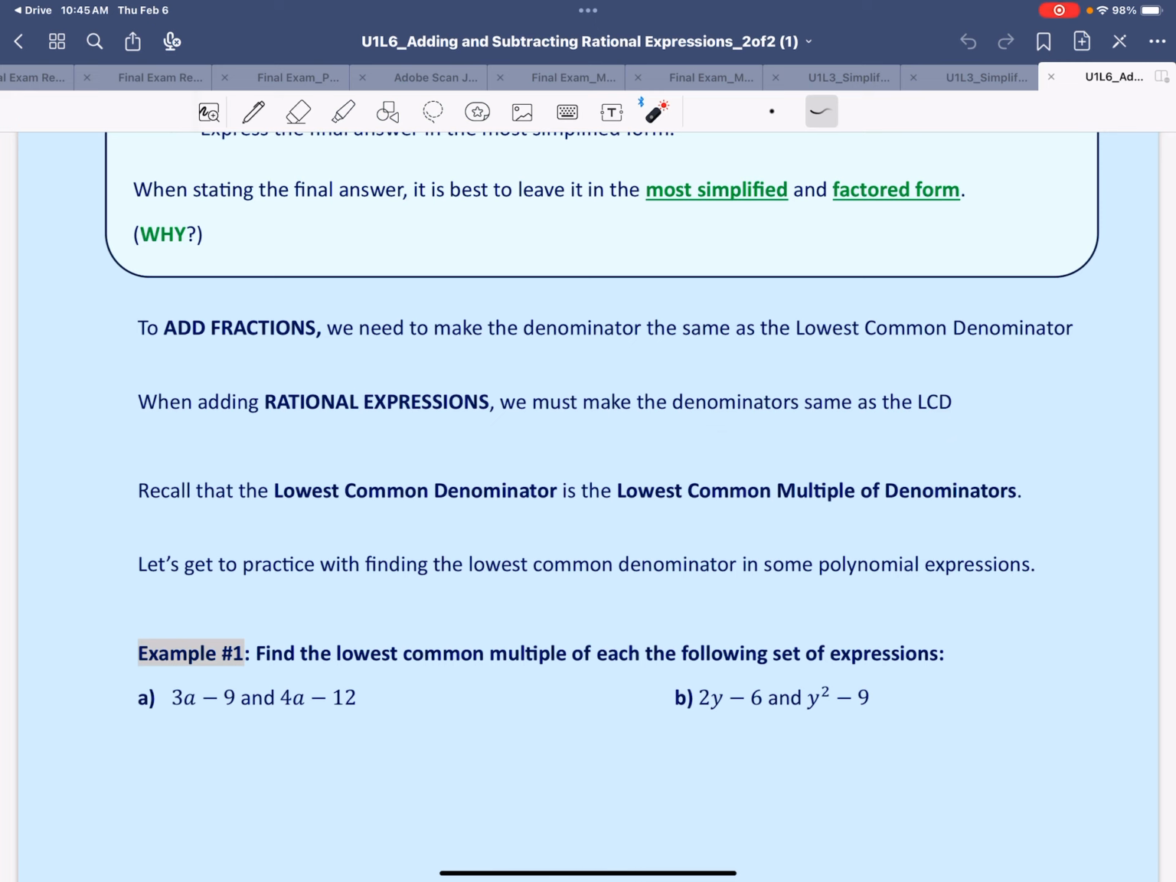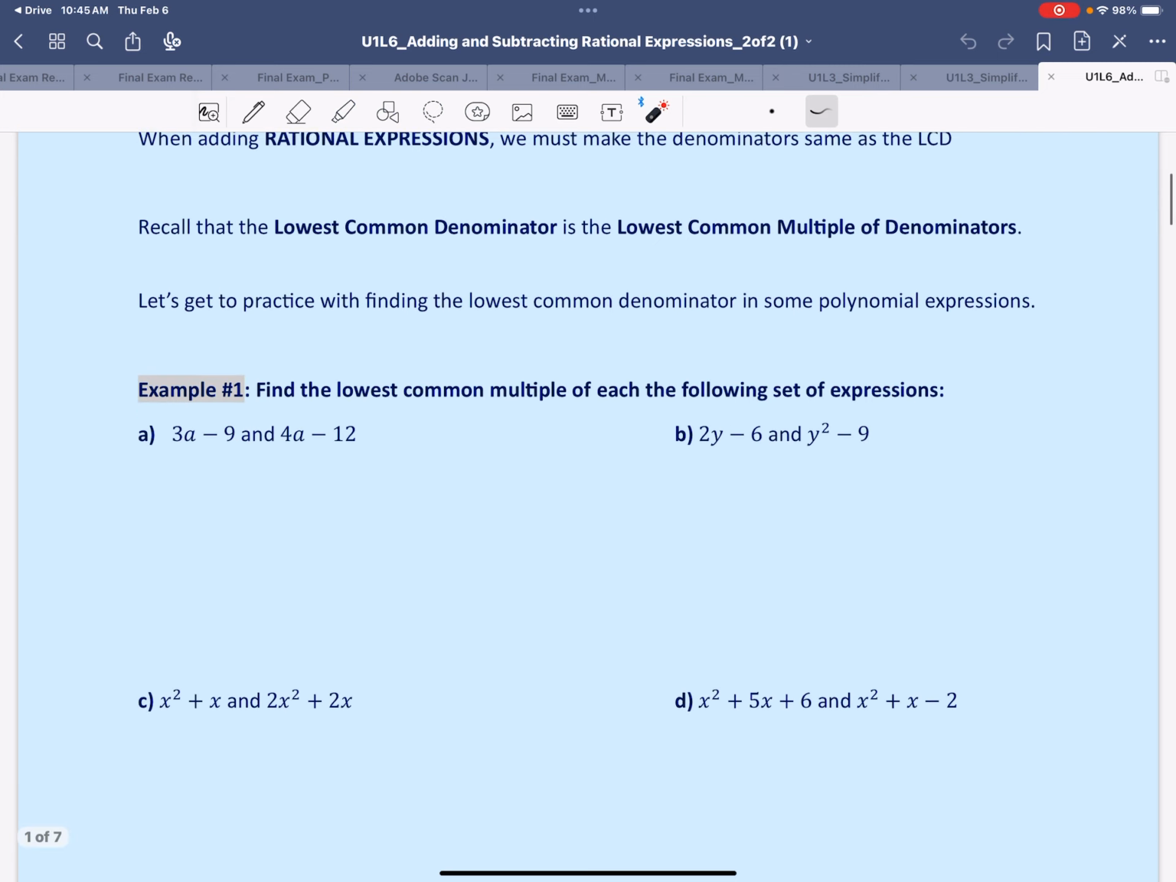Now, the lowest common denominator is the lowest common multiple of all denominators. So the word lowest doesn't necessarily mean it's the smallest. The lowest common denominator is a multiple of all of them, but the smallest such multiple. So let's get to practice with finding the lowest common denominator in some polynomial expressions.